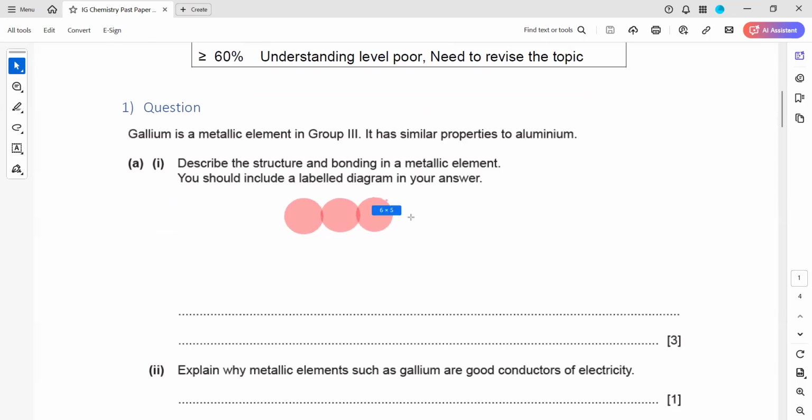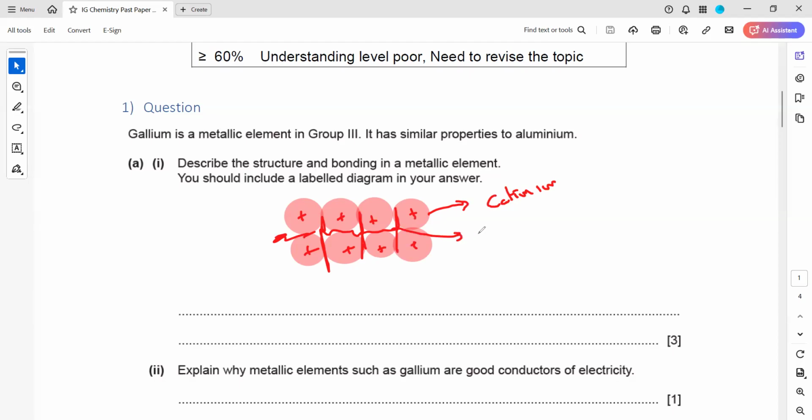It always has a lattice of positive ions in a sea of delocalized electrons. But it should always be labeled. For example, if you just draw, that is not enough. What you have to do is label. That is a positive ion, or you can also say a cation. And here, these are the sea of electrons.